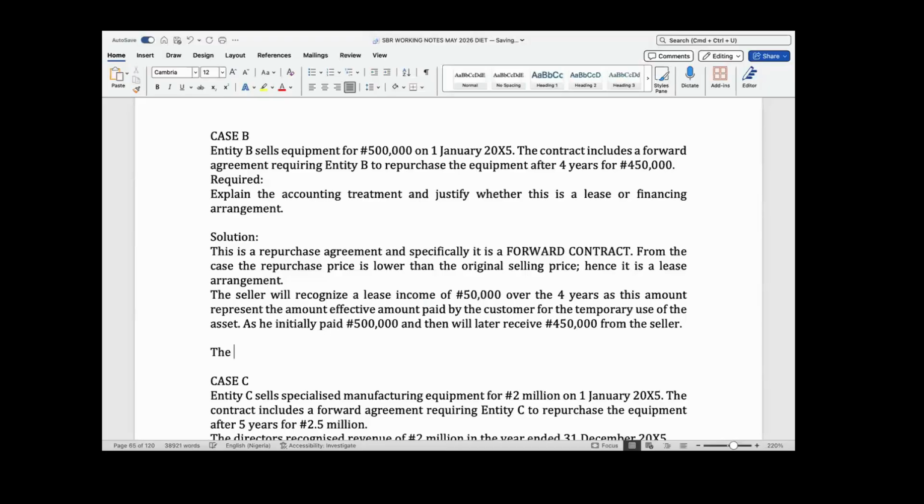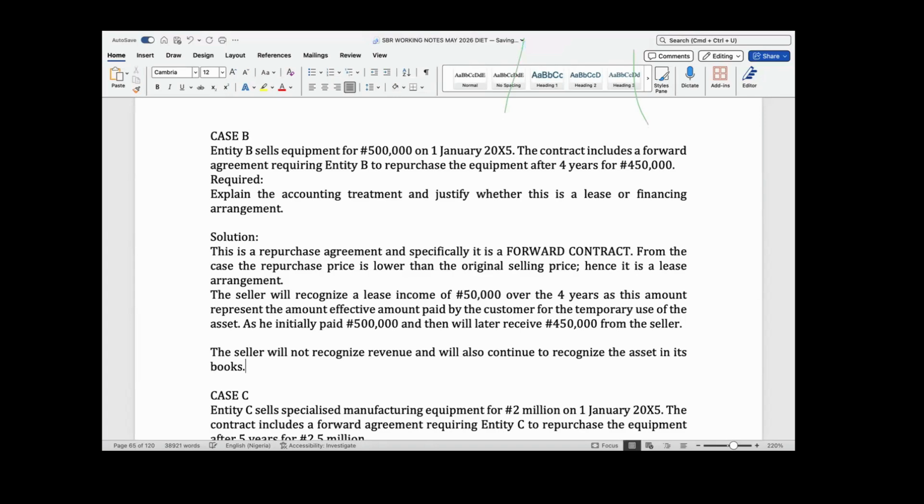So meaning that the seller will not recognize revenue and will also continue to recognize the asset in its books. You will not remove it. It will still be there, but it will not recognize revenue. It's just a lease income of 50,000 that it is going to recognize in its books.